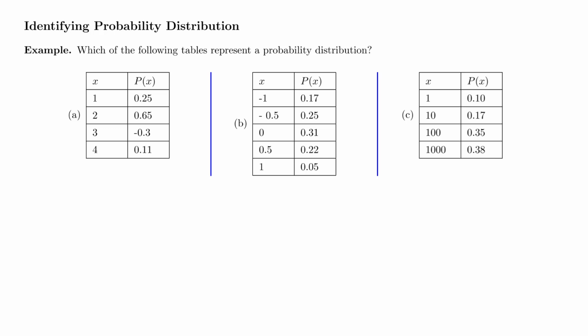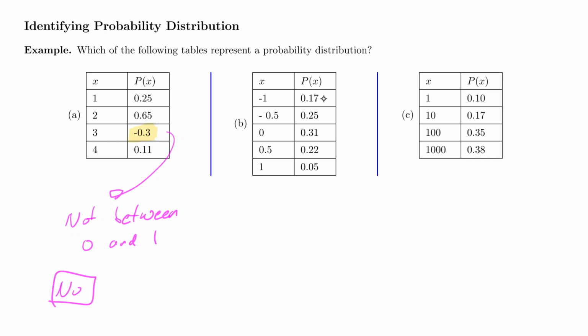So let's look at the first one. Well, first one, we can look at this number right here. We cannot have a negative probability. It must be between 0 and 1. So since this number is not between 0 and 1, this is not a probability distribution. No, the answer is no, not a probability distribution. A is not a probability distribution. Something is wrong here.